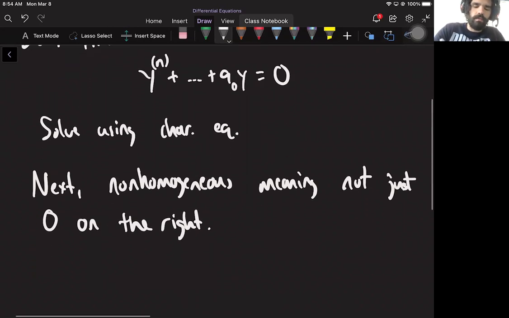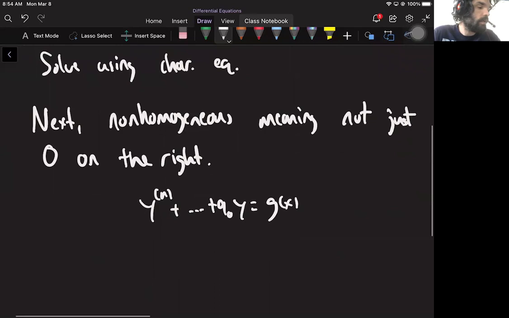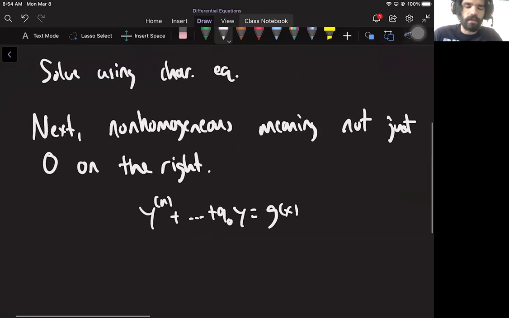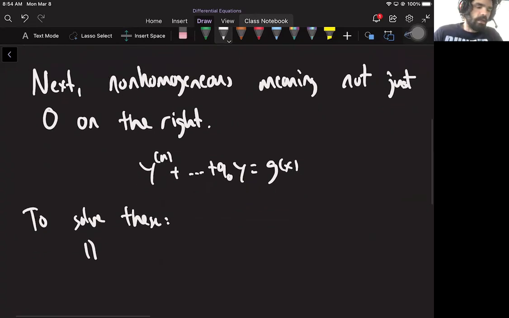So now we're doing equations of this form. There's still constant coefficients. And now I can have another function of x on the right called g of x. Okay, so here's how we're going to solve these. First step is that we need something called the complementary solution.